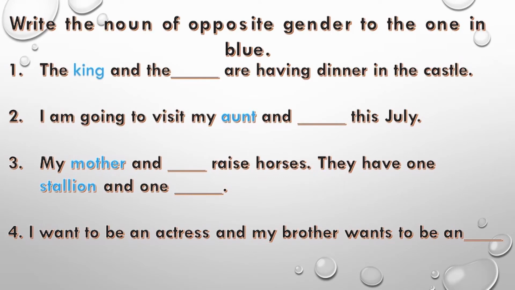Right, so number one. The king and the blank are having dinner in the castle. So I want you to think about what the other version of king would be. Think about that one. Right. I am going to visit my aunt and blank this July. Again, think about it. My mother and blank raise horses. They have one stallion and one blank. Think. And lastly, I want to be an actress, and my brother wants to be an blank.